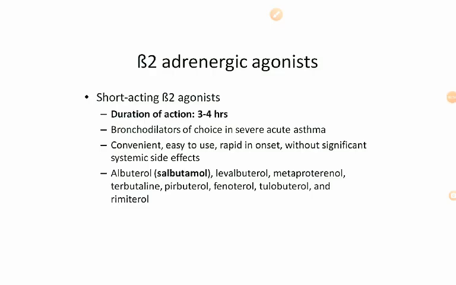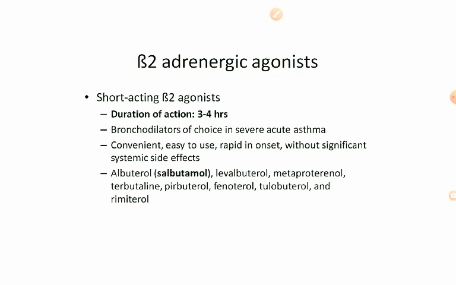So for our bronchodilator as our first line drug of choice for asthma, especially for emergency situations, we have the beta-2 adrenergic agonist. This will be our reliever of choice during emergency situations because it is short-acting, with a duration of action of 3 to 4 hours. Bronchodilators are of choice in severe acute asthma. This is convenient and easy to use. The onset is rapid without significant systemic side effects.